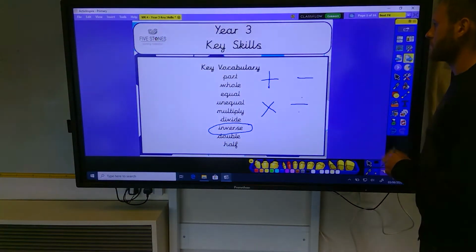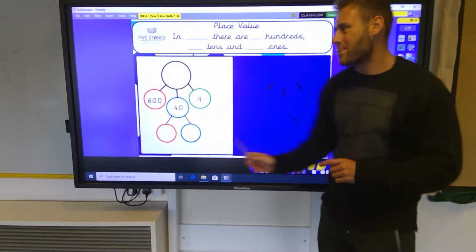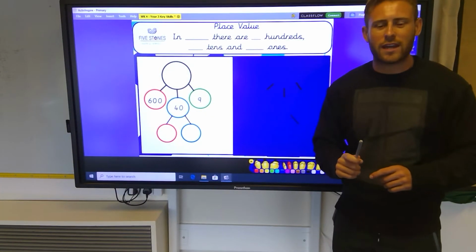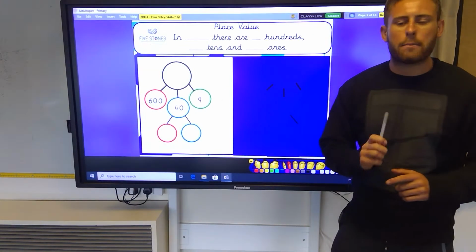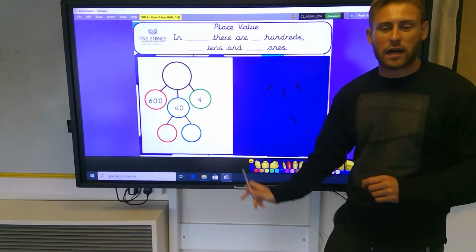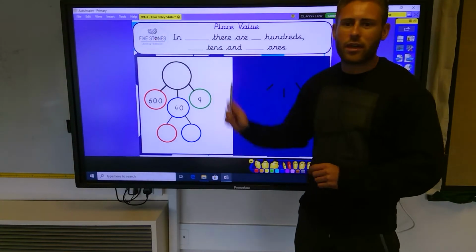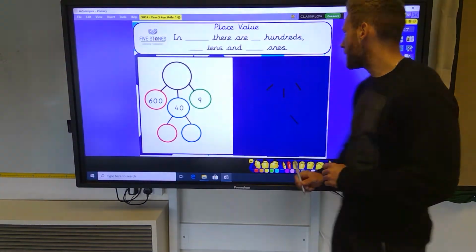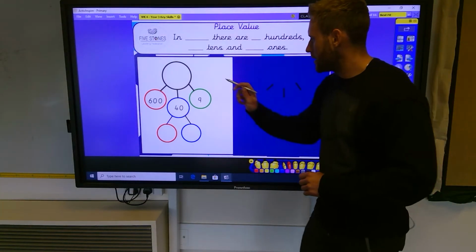Let's get started. So today, you're going to help me with this slide, and then I've got a problem for you to do by yourself. Okay, so help me out. I've got an incomplete part whole model. I have some of the parts. Some of those parts are being asked to be split into even smaller parts, and then I have a missing whole. So thinking about your place value, what could my missing whole be?